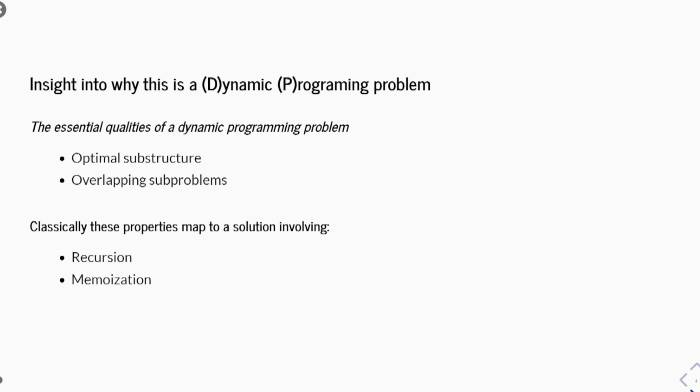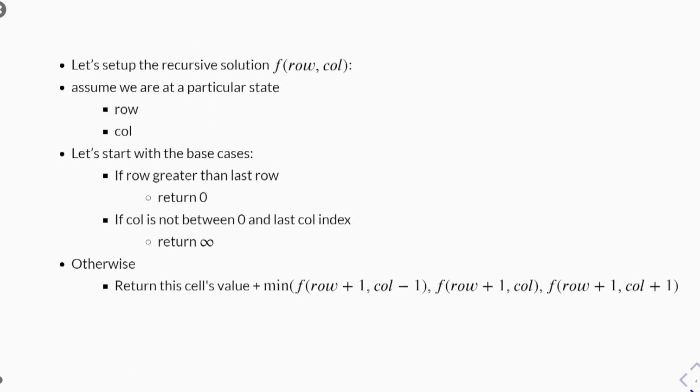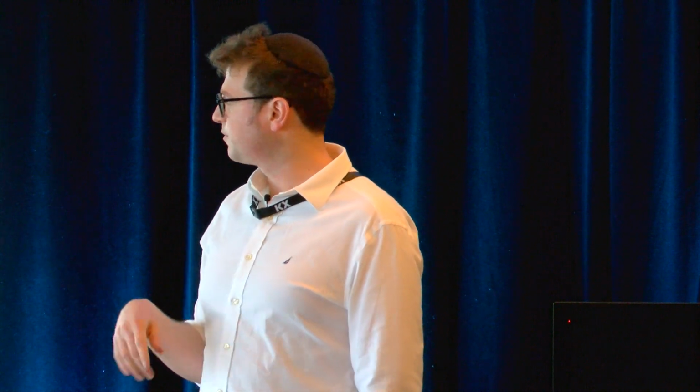So here's a way that you might set this up recursively. You might say, okay, we're at a particular row and column. If the row is greater than the last row, we've fallen off the image, so we're done. We've gone to the bottom of the image. Or if the column has moved off to the side, then we've fallen off, and so we're just going to return infinity.